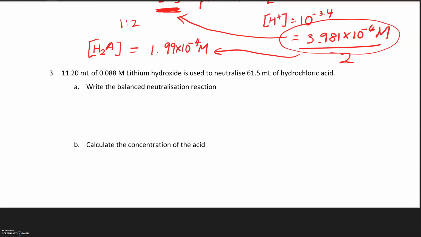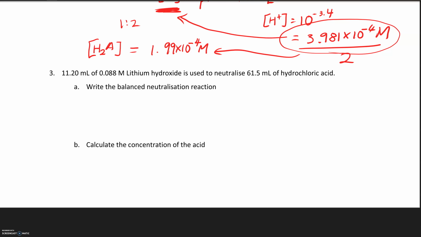Let's choose red. So, lithium hydroxide. We would want our formula of lithium hydroxide written up here. And then hydrochloric acid as HCl. Right, so write the balanced neutralization reaction. This is our first question.